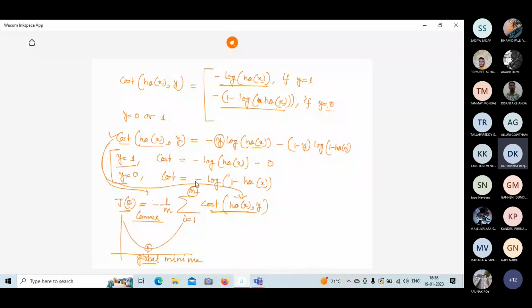So that is the whole idea: to minimize the cost function and get the optimal coefficients or optimal model parameters, which will be fit into the hypothesis representation, and we get the proper or appropriate decision boundary for two class classification or binary classification. So that is the whole idea that we are talking about.